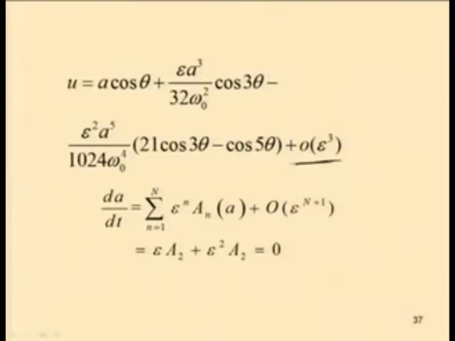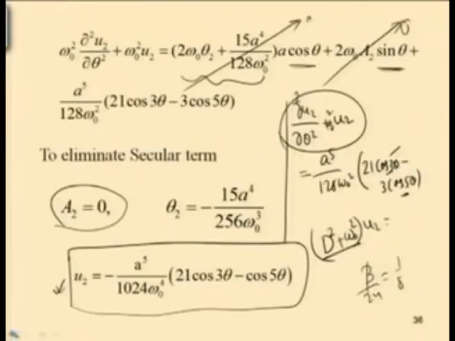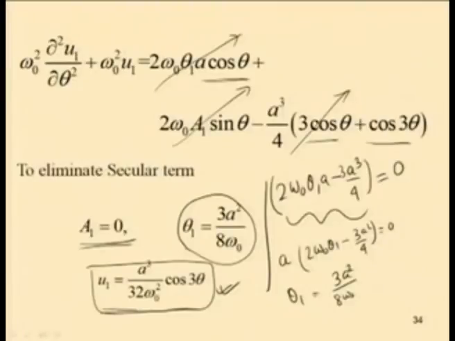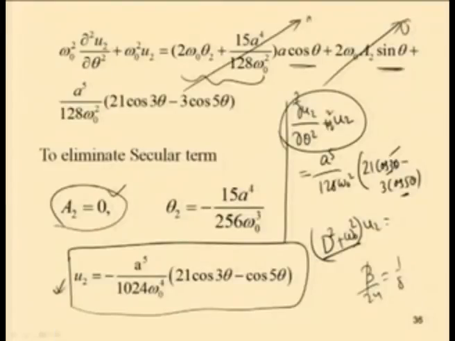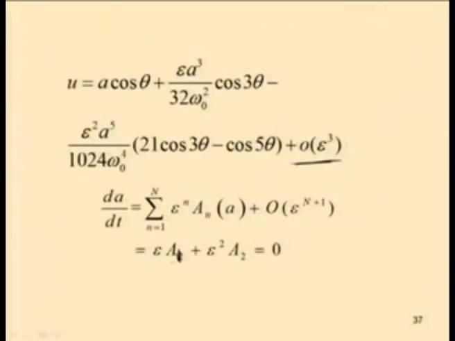So, in this case till now we do not know what a and theta are. So, now we can substitute. We know dA by dt equals epsilon a 1 plus epsilon square a 2, and we already obtained a 1 equal to 0 and a 2 equal to 0 previously. By eliminating the secular terms, we already got a 1 equal to 0, and here in the second case we got a 2 equal to 0. So, by substituting these two, dA by dt equals 0.